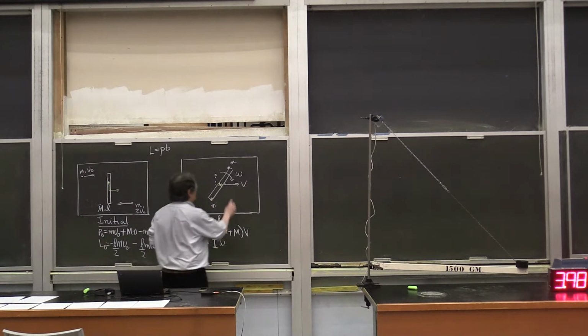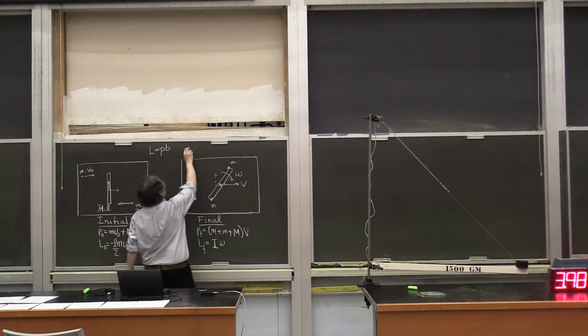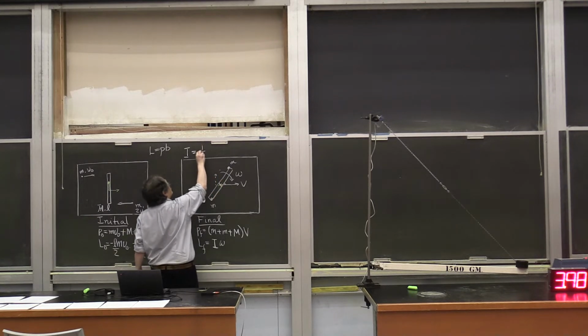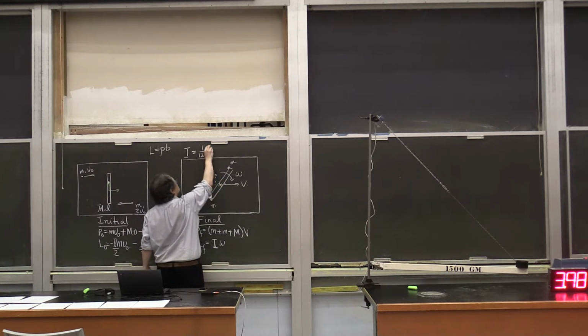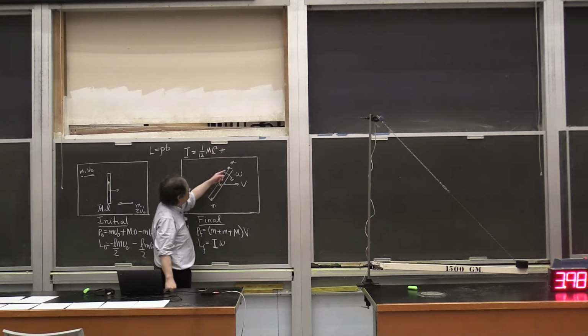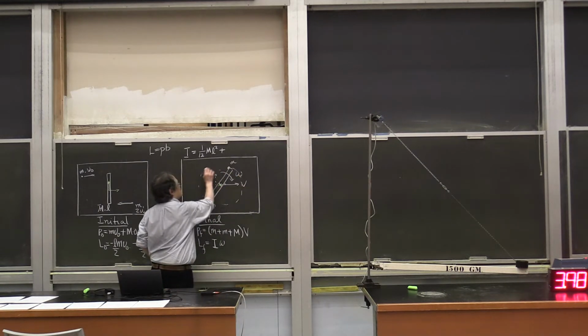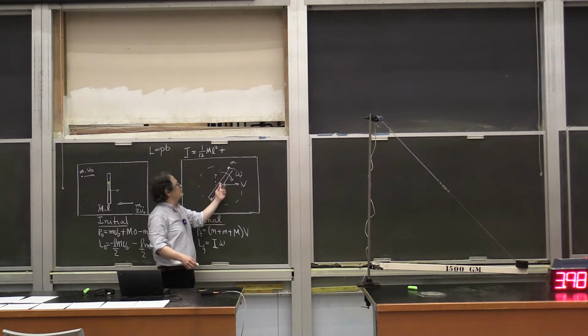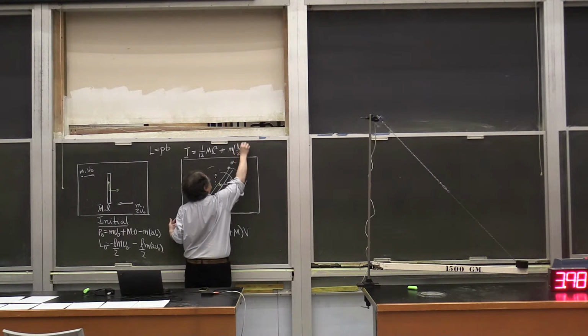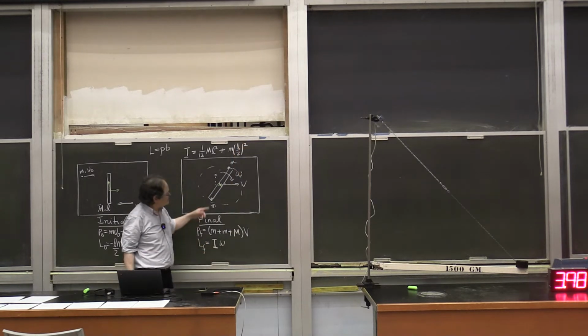And that means that the rotational inertia of the system is the rotational inertia of a rod about its center, plus the rotational inertia of this mass rotating with a radius L over 2. So it's m times (L over 2) squared, plus the rotational inertia of this mass moving in a circle at a distance L over 2 from the center of mass.